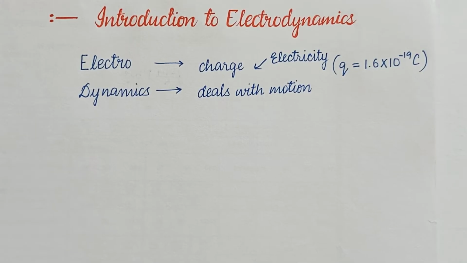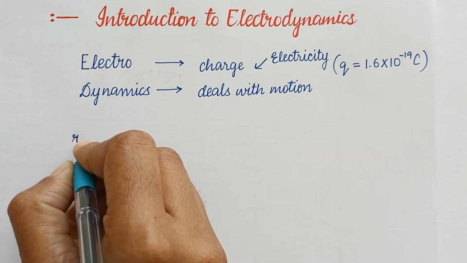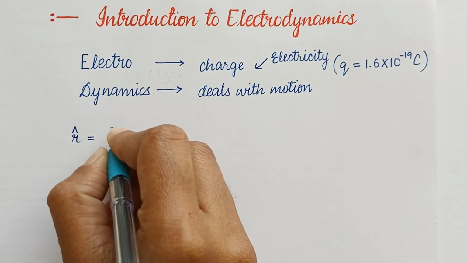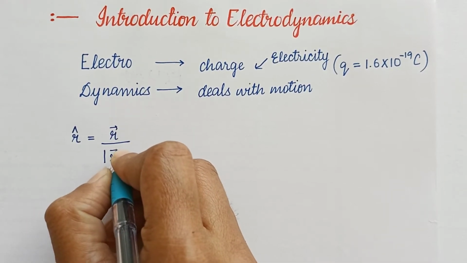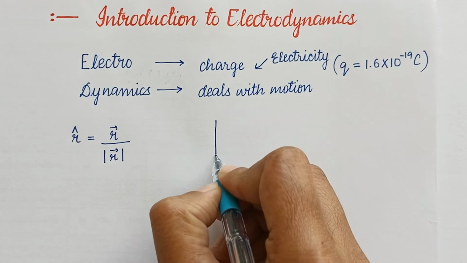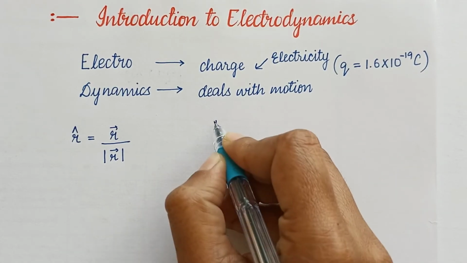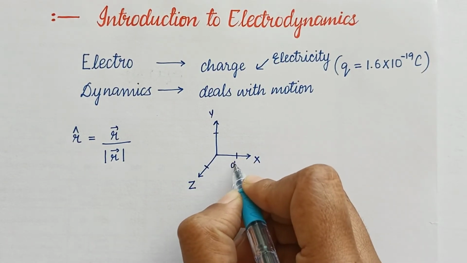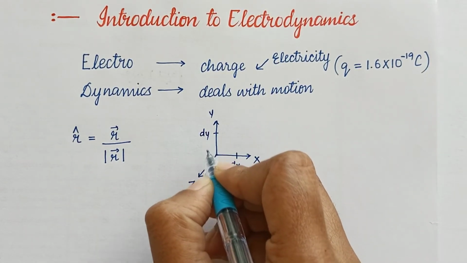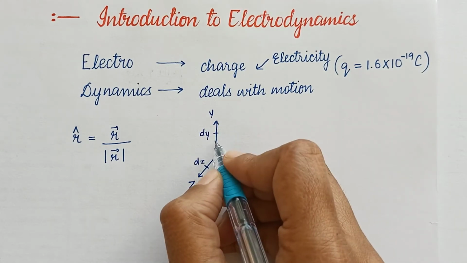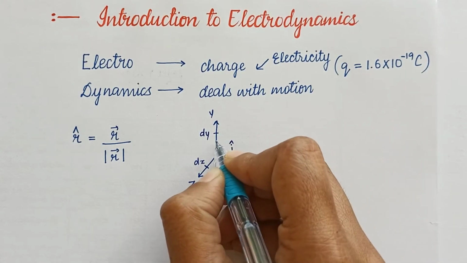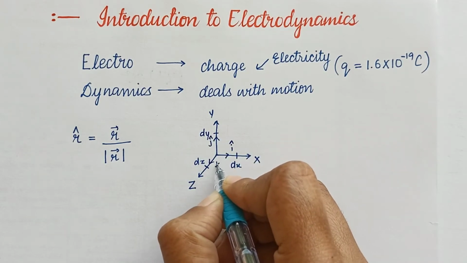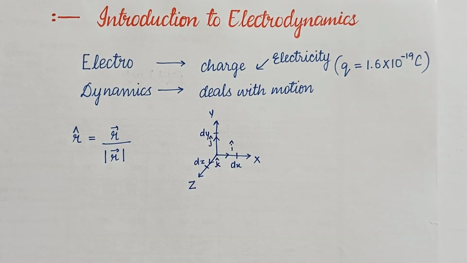So now, as you already know about unit vector, we represent it like this. R cap is equals to vector R divided by magnitude of vector R. And on graph we represent it like this. We take unit 1 and this is dx, dy and dz. We also write it as i cap, j cap and k cap. So it has magnitude 1. We will also use this.